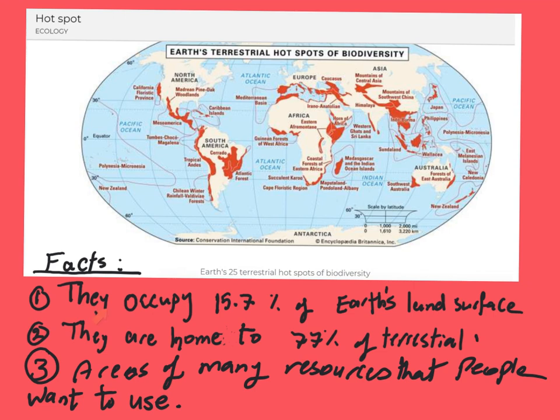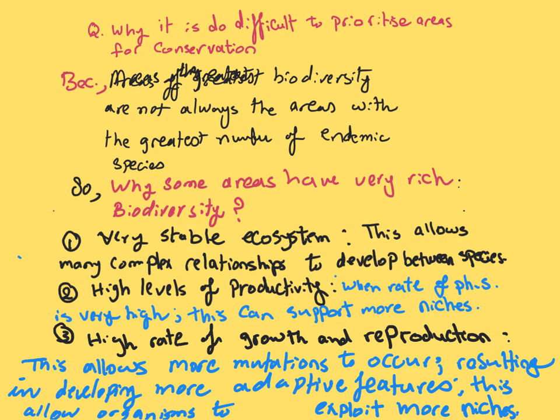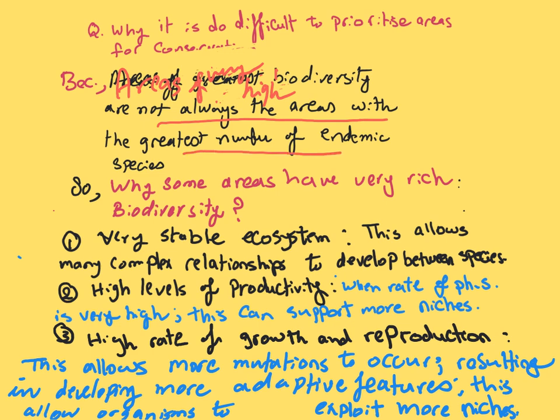We have some facts here. They occupy 15.7% of Earth's land surface. They are home to 77% of terrestrial animals. They are areas of many resources that people want to use. Why is it so difficult to prioritize areas for conservation? Because the areas that have very high species biodiversity are not always the areas with the greatest number of endemic species.